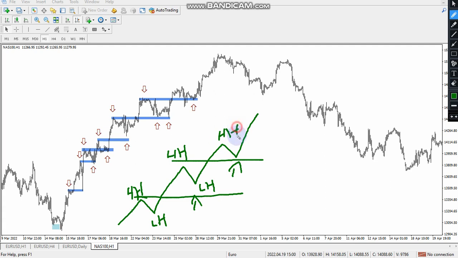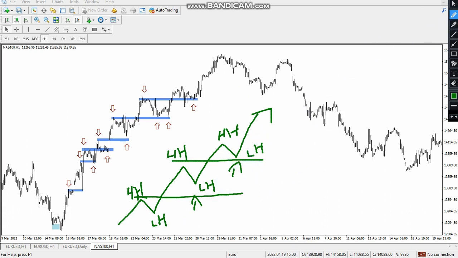This is a pattern, guys. This is a pattern of a market structure. A lower high, you see, and then what happens? It continues. So the market structure goes like this: higher high, lower high, lower high, higher high. Something like this is an uptrend, and then vice versa, a downtrend.